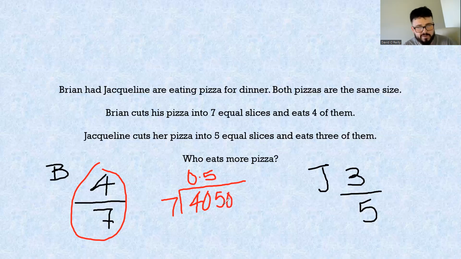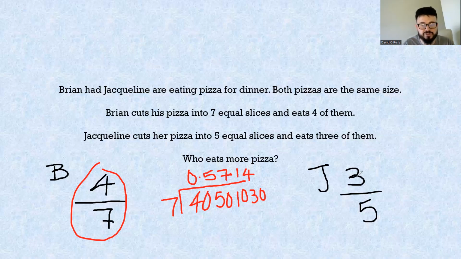How many times does 7 go into 50? 7, 14, 21, 28, 35, 42, 49. 7 times. But I landed on 49, so I've got a 1 remainder at the placeholder. How many times does 7 go into 10? Just the once, with a 3 remainder. How many times does 7 go into 30? It goes 4 times. We can stop there because we've got 4 decimal places. So Brian has eaten 0.5714 of his pizza.